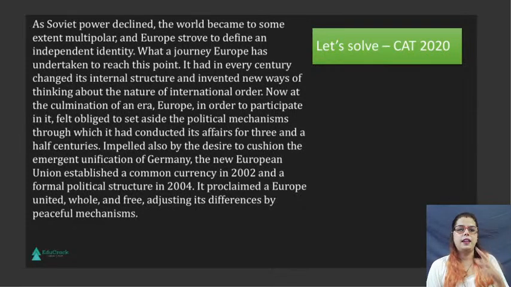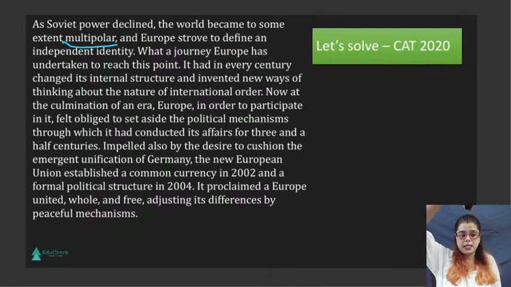All right, but let's concentrate on this question right now. As Soviet power declined, the world became to some extent multipolar. What is multipolar? What is pole? Pole is a point, right? Multipolar means that there are multiple points. So there's a north pole and a south pole, right? The end points. Now, multipolar means that there are more than north and south poles. There are a lot of poles.